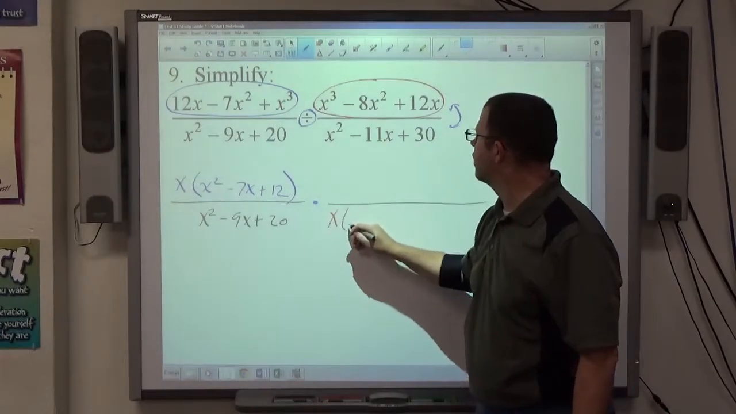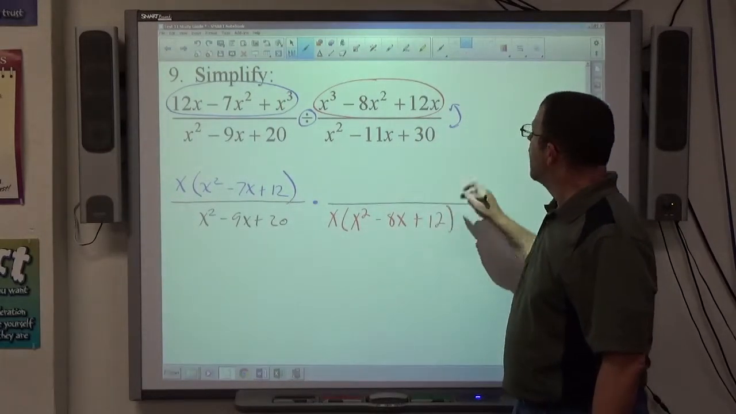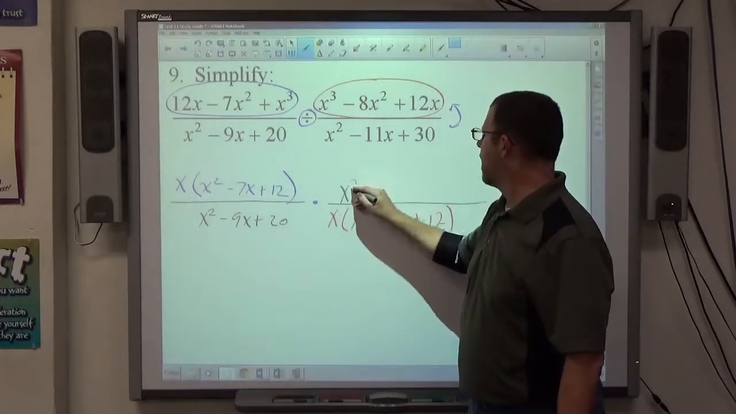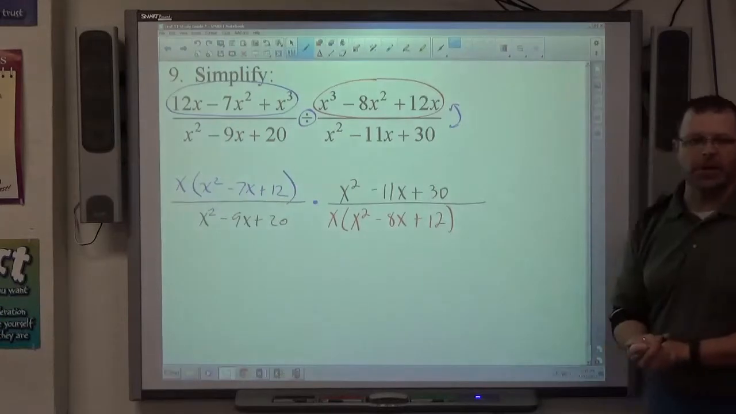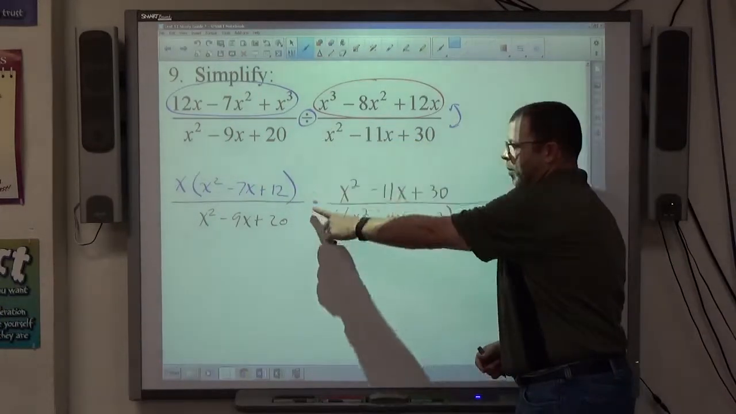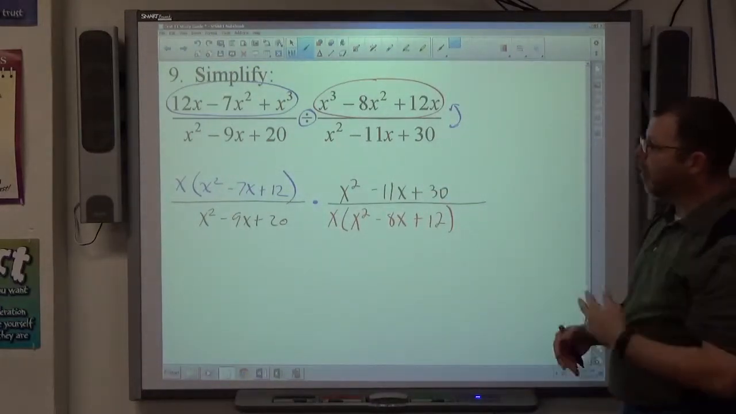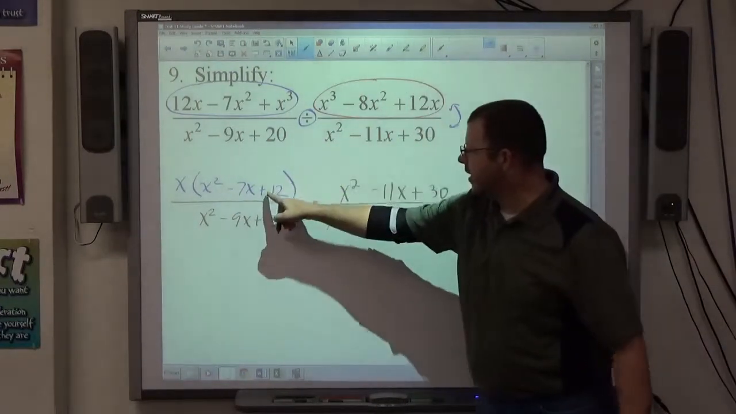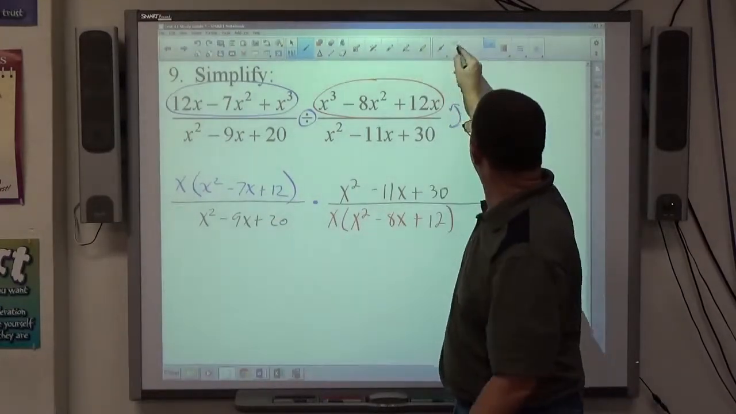And again, common factor of x happening here. So x parentheses, x squared minus 8x plus 12. And then I'm putting the x squared minus 11x plus 30 on top. So that's my first step. I go ahead and take out my common factors as I rearrange this division, change to multiplication, make it into a much friendlier problem. The remaining part of this is I've got a quadratic here, here, here, and here, so I need to factor each quadratic expression. So I'm going to go ahead and do that next.